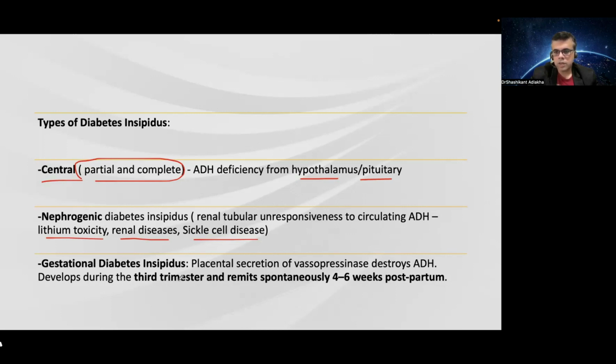Gestational diabetes insipidus. Here there is placental secretion of vasopressinase, an enzyme that destroys the ADH. This gestational diabetes insipidus develops during the third trimester of pregnancy and generally remits 4 to 6 weeks postpartum.